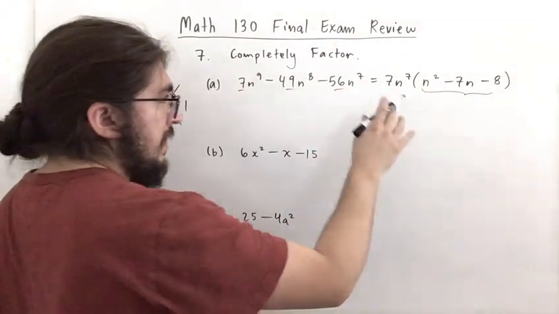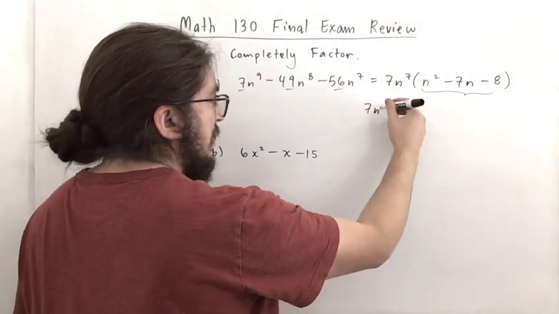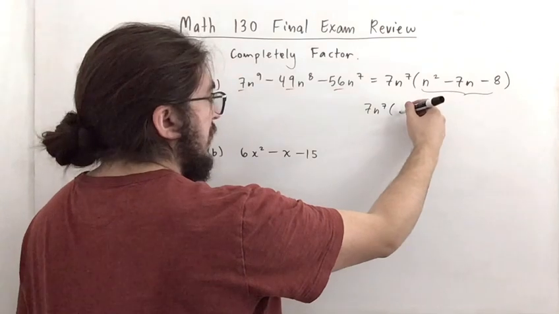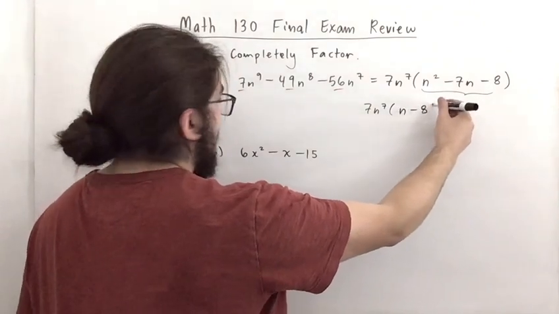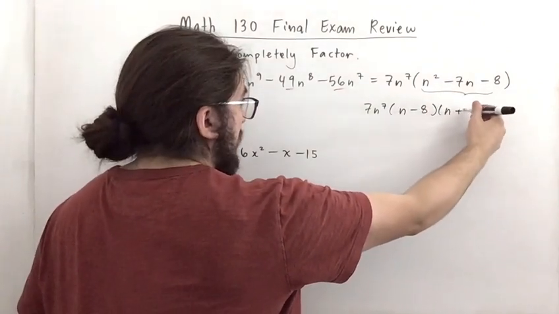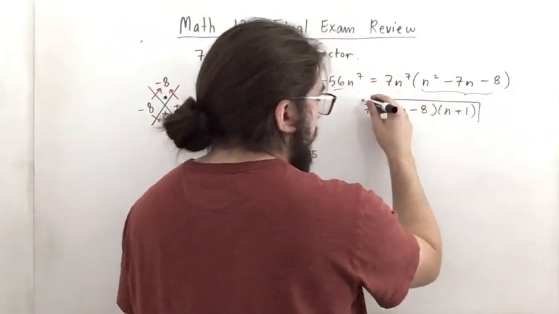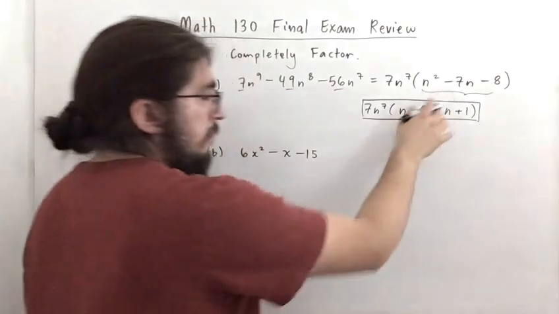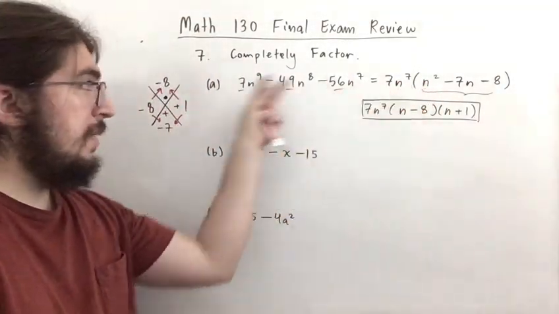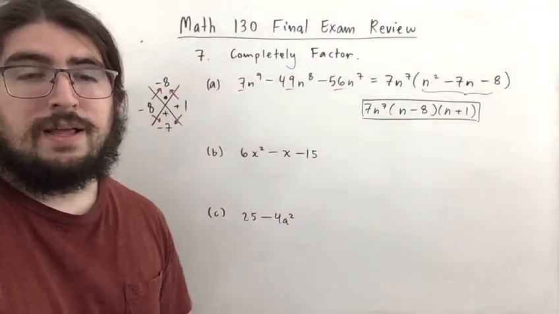So that means we can actually factor that, leaving that 7 out on the outside. This factors as n minus 8 times n plus 1, sorry. And you can totally check this. FOIL this out, distribute the 7 back in, and get exactly the original trinomial. Fantastic.